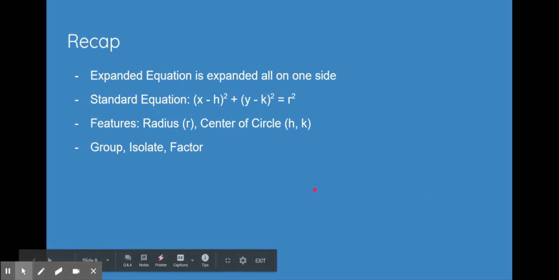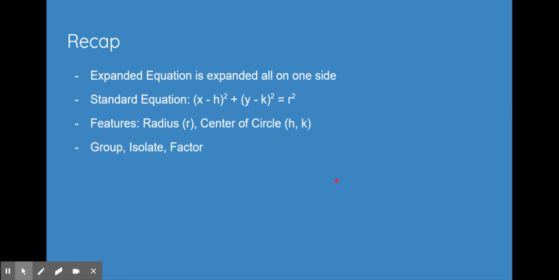All right, so recap. An expanded equation is a form of an equation of a circle which is expanded all on one side. The standard equation is this, and features means radius r and center of the circle (h, k), and the way you would convert from the expanded equation to the standard equation is group, isolate, factor.